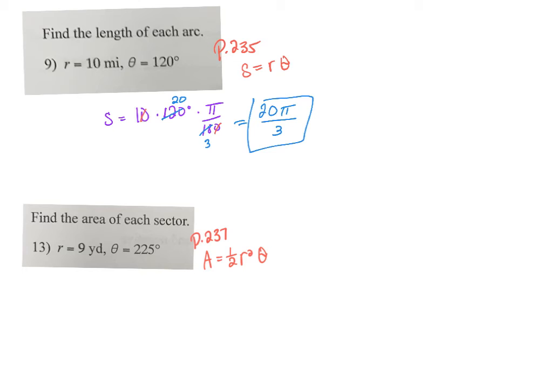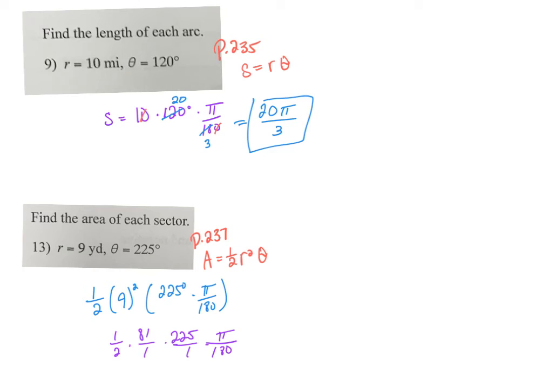For sector, same thing. We're going to say 1/2 R squared. My R here is 9. Make sure you have radius and not diameter, because some word problems will give you diameter. Times your degrees, 225, but I need it in radians, so pi over 180. And you can simplify this as well. So we have 1/2 times 81 times 225 times pi over 180.